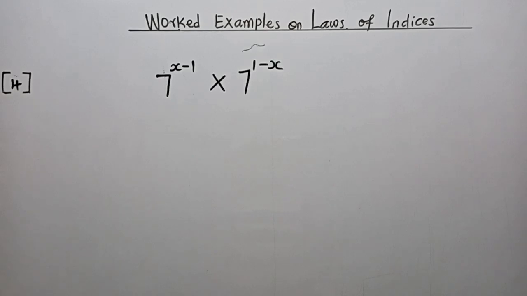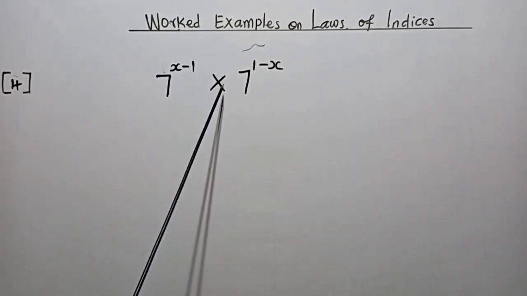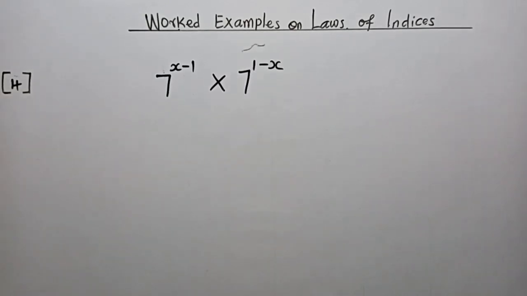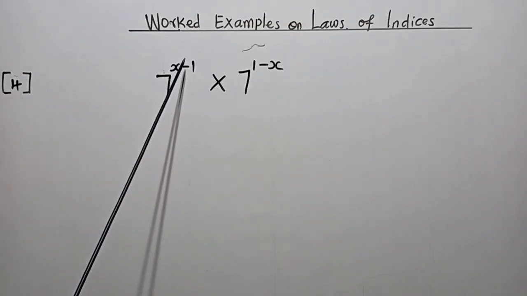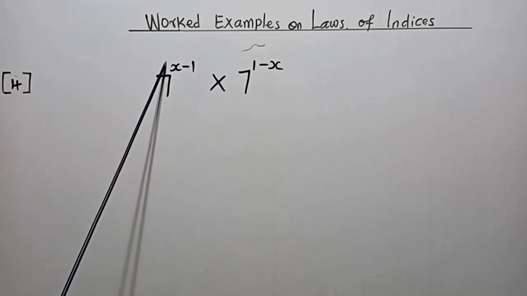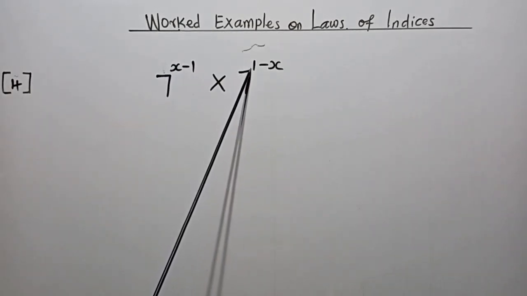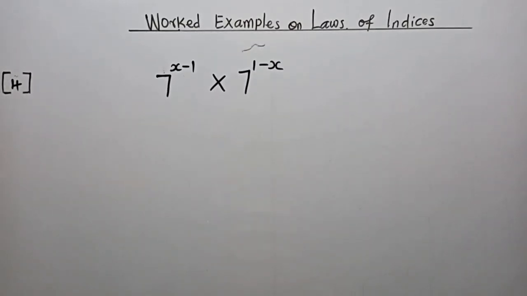Look at this question. It says 7 raised to the power x minus 1 times 7 raised to the power 1 minus x. Notice that the power of 7 is not x alone, neither is it minus 1 alone. The whole of this is the power to 7, and the whole of this is the power to this 7. So what set of laws are we going to need to simplify this? Let's find out.